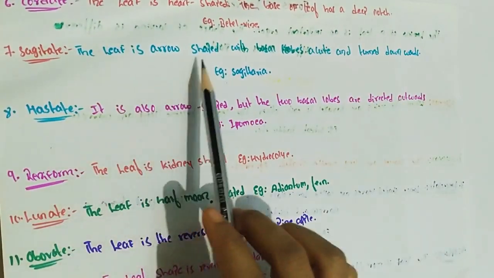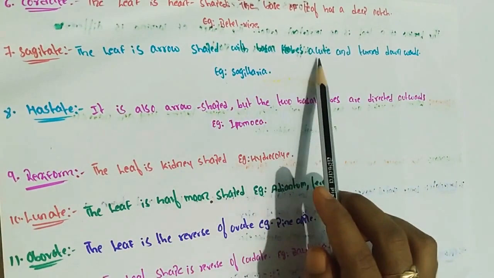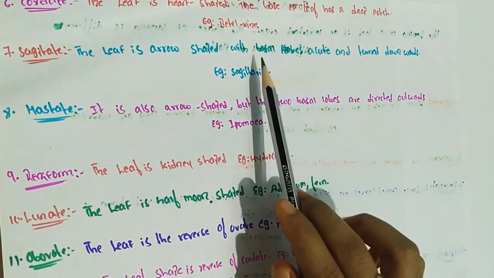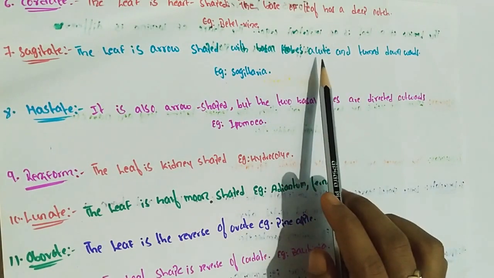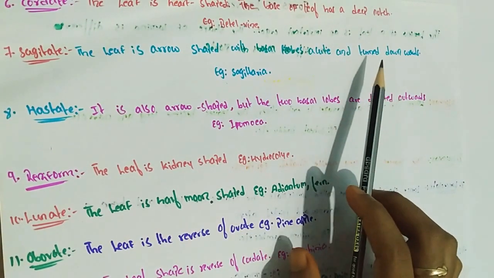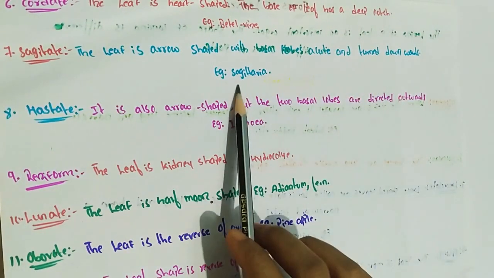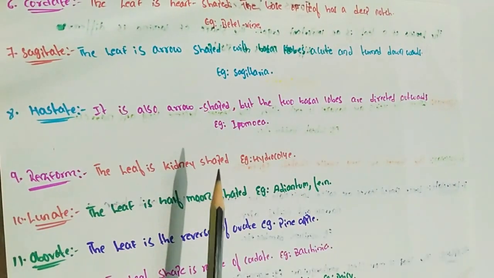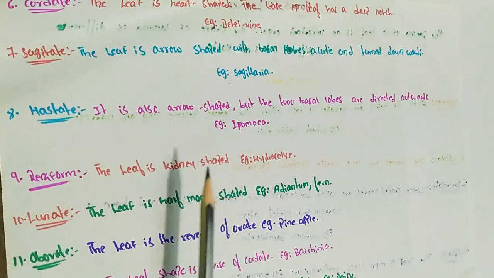Seventh type, sagittate. The leaf is arrow shaped with basal lobes acute. Acute means less than 90 degrees and turn downwards. It somewhat bends downwards. Example, Sagittaria. Lobe means partial rounded margin of a leaf.